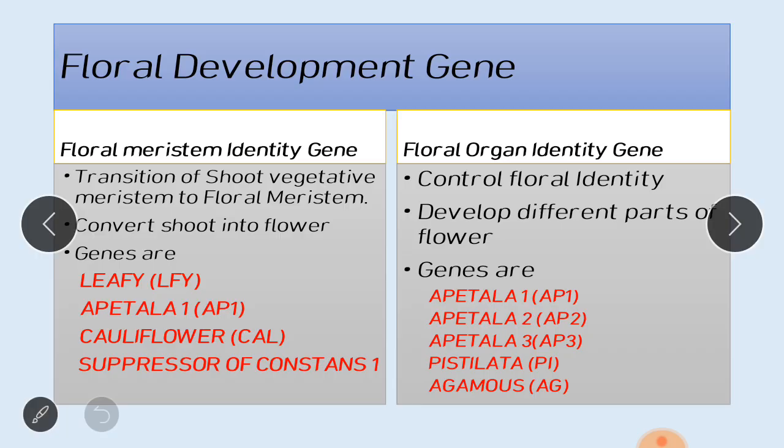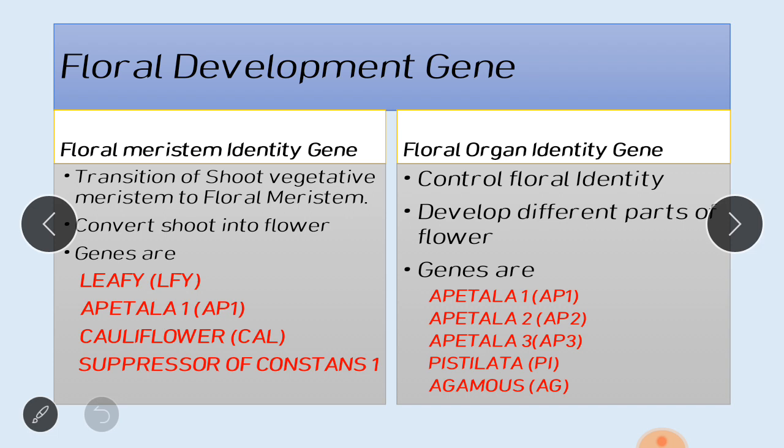So first of all, for flower development, two things are must required. First, it is necessary that the shoot meristem must be converted into the floral meristem, and then after its conversion it must develop floral organs like sepal, petal, carpel and stamen.